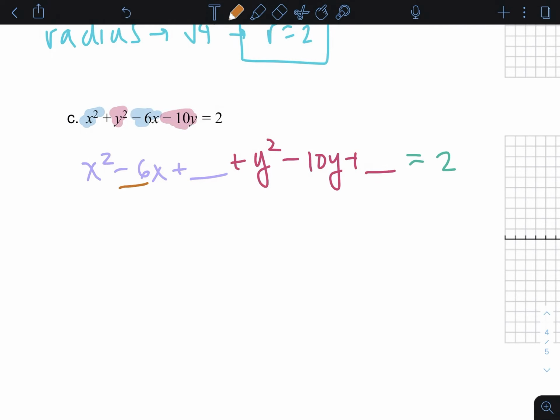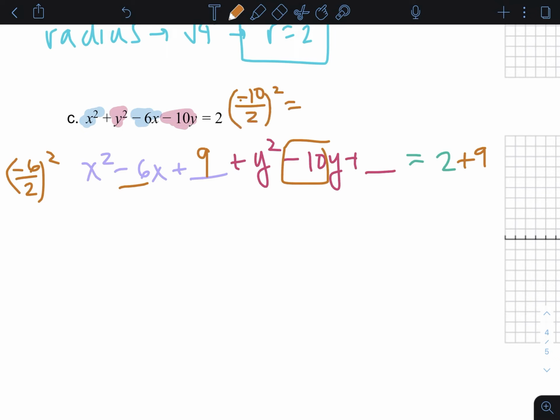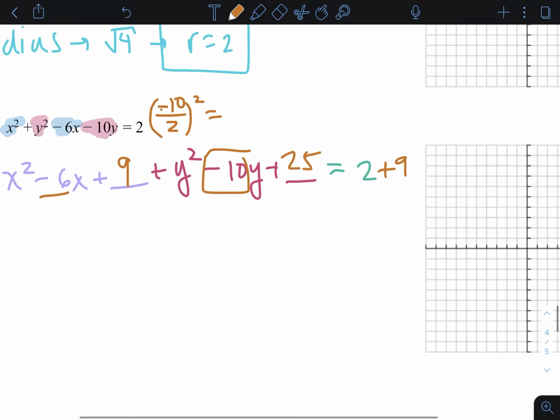So -6 is in the middle. I must divide it by 2 and then square it. So -6 divided by 2 is -3. -3 squared is 9. So I know I'm going to need to add a 9 on that side. Now, here, -10 divided by 2 and then squared. That's going to be -5. -5 squared is 25. So I'm going to add 25 there, and I'm going to have to add 25 right over there.